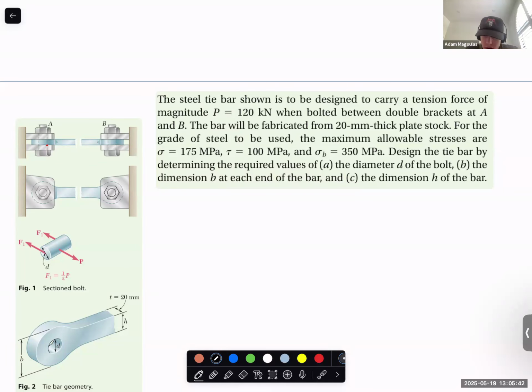Excuse me. I'm having a hard time visualizing the problem to begin with. Is that where the forces of P and the two F1 and F1 are? That's supposed to go where diameter D is on the section bolt.